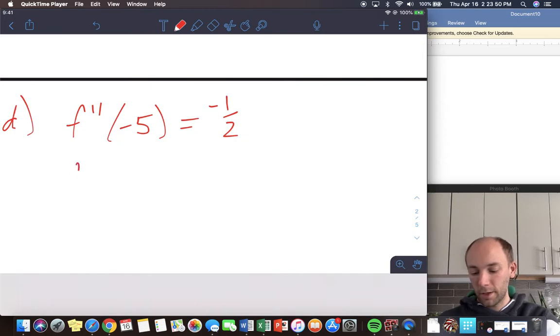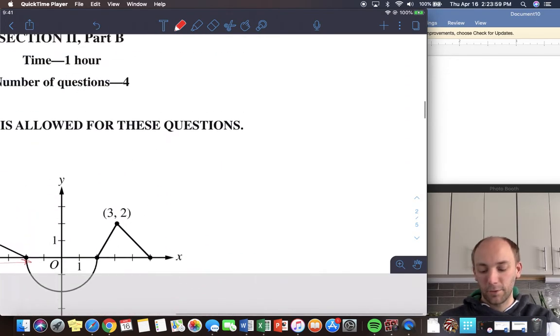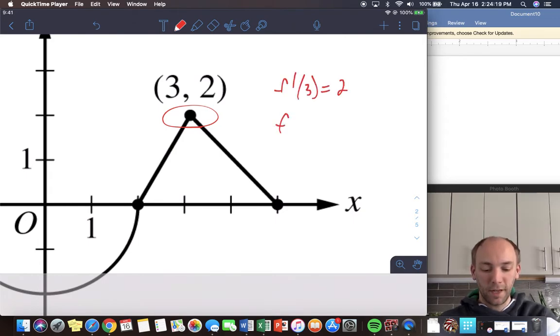Now let's take a look at the second derivative at 3. The second derivative, again, is just the slope of the first derivative. So at 3, what's the slope at that point? Well, it's a pointy place. So can you have a slope? Can you have a derivative at that point? And the answer is no. That derivative does not exist. That second derivative does not exist. The first derivative is 2, but the second derivative does not exist.